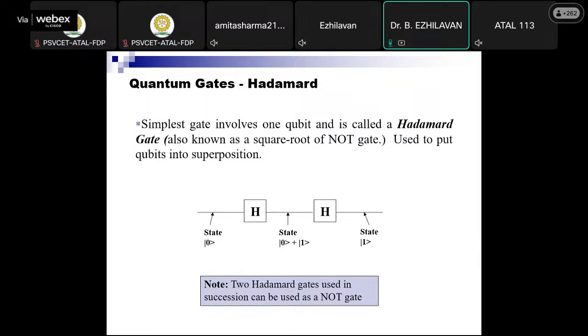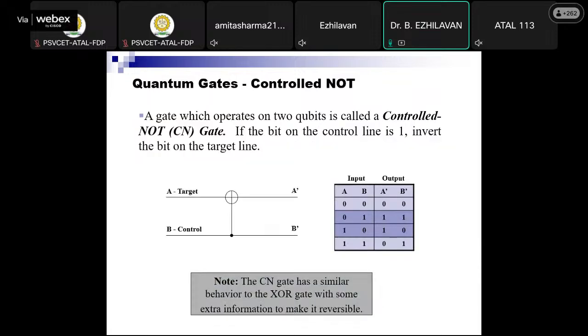Here we are connecting two Hadamard gates. Used in succession, they can be used as a NOT gate. See this input and output. In the next slide I will show. See here, a gate which operates here. One is the target, another one is the control. A is the target and B is the control. We will have one target, and we can have multiple controls. A gate which operates on 2 qubits is called a controlled NOT gate or CNOT gate.